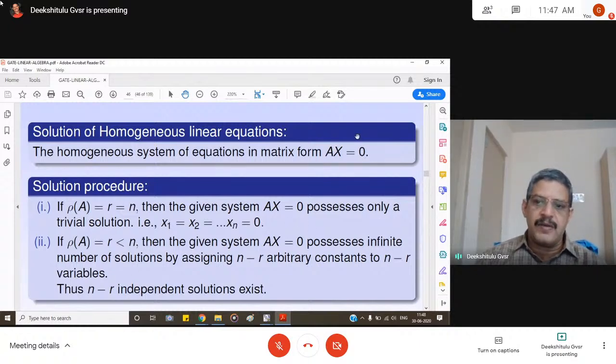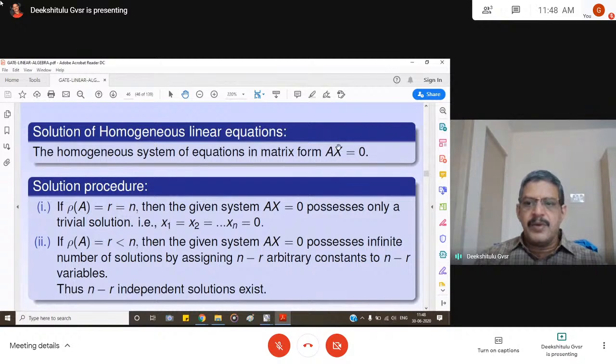See, just by looking at the equation, what is the possible value of X? Let us say A is non-singular. That means the determinant of A is not equal to 0. When the determinant of A is not equal to 0, you can find the inverse of A. So multiply both sides with A inverse, what happens? A inverse Ax is equal to A inverse 0, or X is equal to 0. Whenever A is invertible, that means the determinant is not equal to 0, X is 0. That is, X is equal to 0 is called a trivial solution.